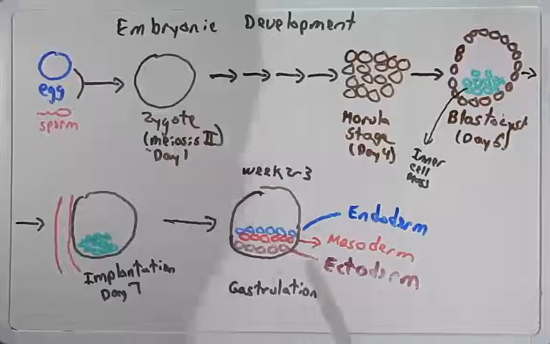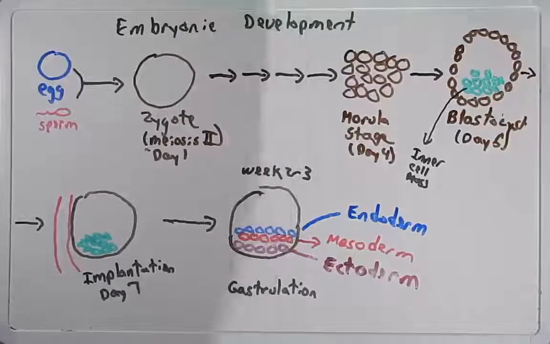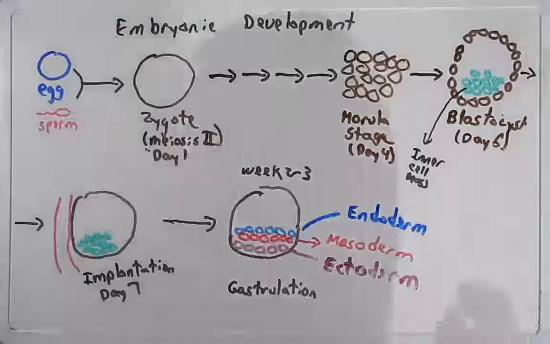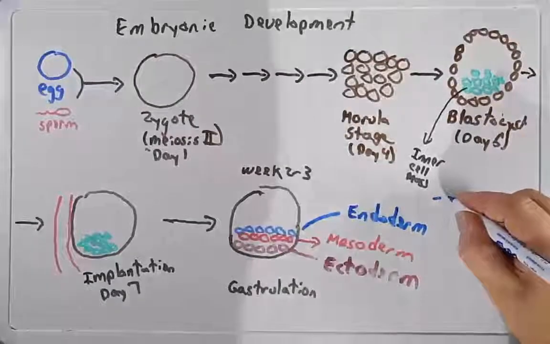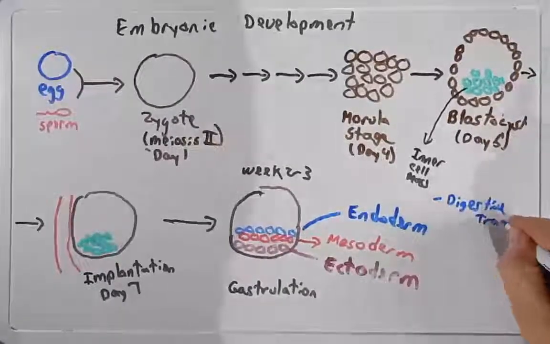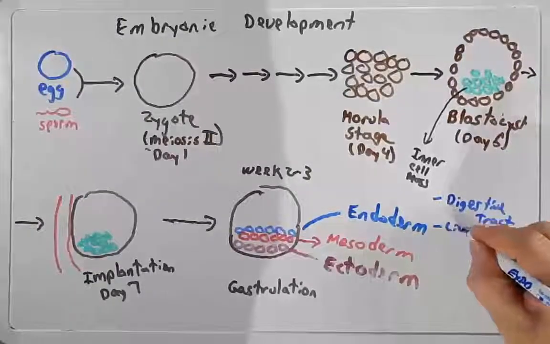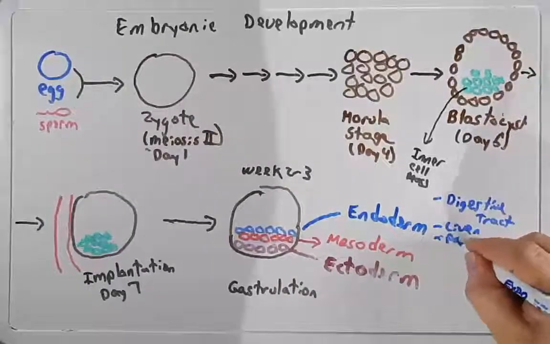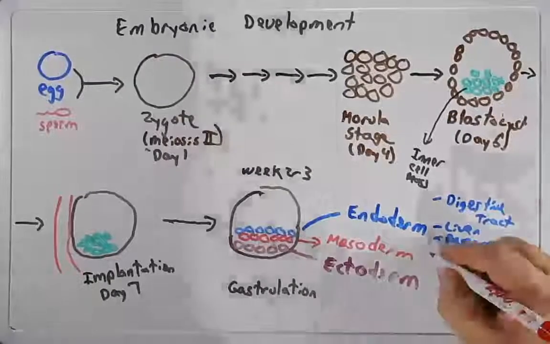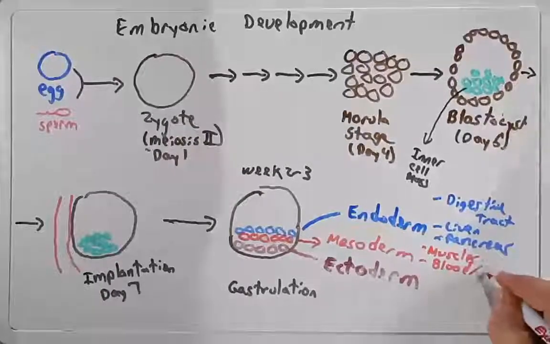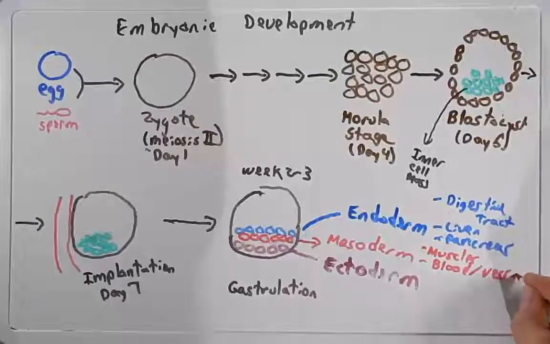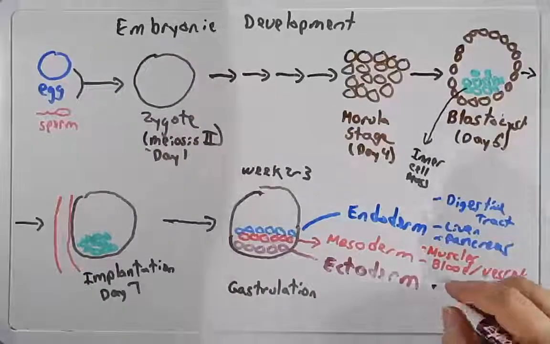And then throughout the rest of embryonic development for the next several weeks, what will happen is these tissues will begin to form important body structures. And so I'm going to list some of those here. The endoderm will ultimately become the digestive tract. It'll also form the liver and the pancreas. The mesoderm will form muscles, blood, and blood vessels. The ectoderm will form skin.